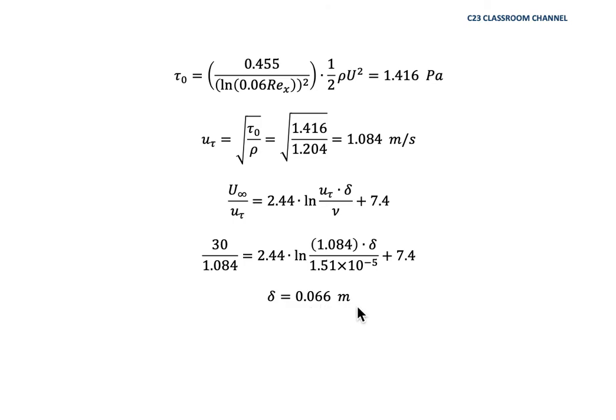0.066 meter. Please bear in mind that delta, the boundary layer thickness, is the actual thickness that occurs on that plate, and it can be measured from the experiment. So the thickness here must be in length units, which is meter or centimeter or millimeter.